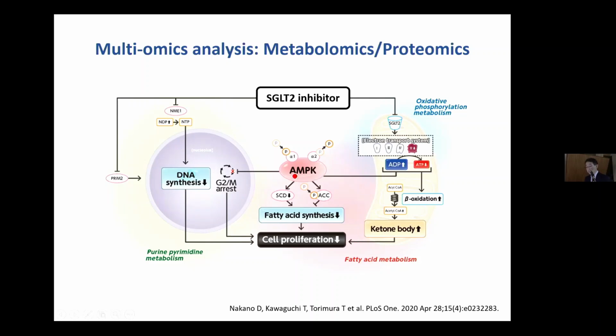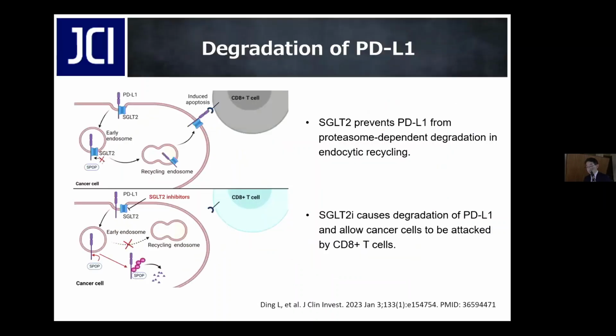Another pathway is the activation of AMP kinase, which stabilizes the cell through fatty acid synthesis. Another interesting point is that the SGLT2 inhibitor prevents PD-L1 degradation. So SGLT2 in the cancer cell prevents the degradation of PD-L1, which protects it from attack by the CD8 positive T cell. However, the SGLT2 inhibitor allows the cancer cell to degrade PD-L1, which allows the attack by the CD8 positive T cell, leading to the suppression of the tumor.